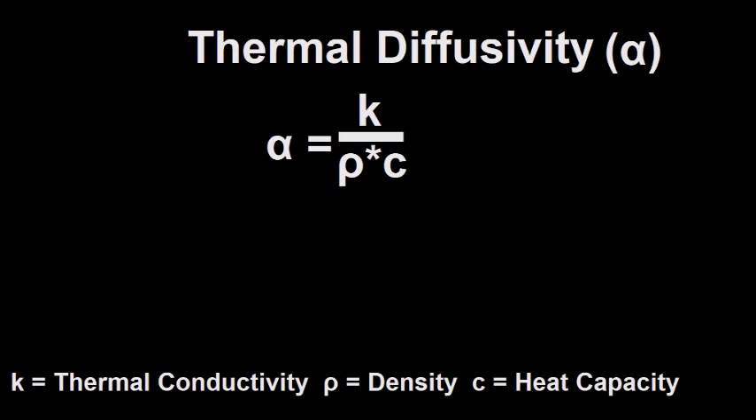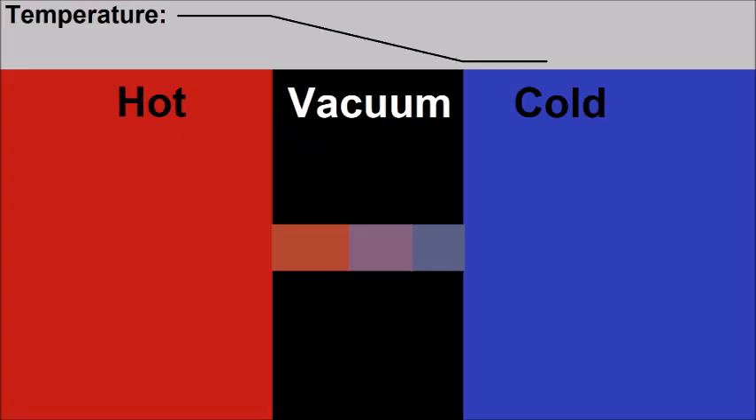Now we can consider thermal diffusivity. Let's get some background on what happens when we insert the rod between the hot and the cold material to understand what thermal diffusivity is. If we have a rod between a hot and cold material, the temperature of the rod going from the hot side to the cold side will decrease linearly.